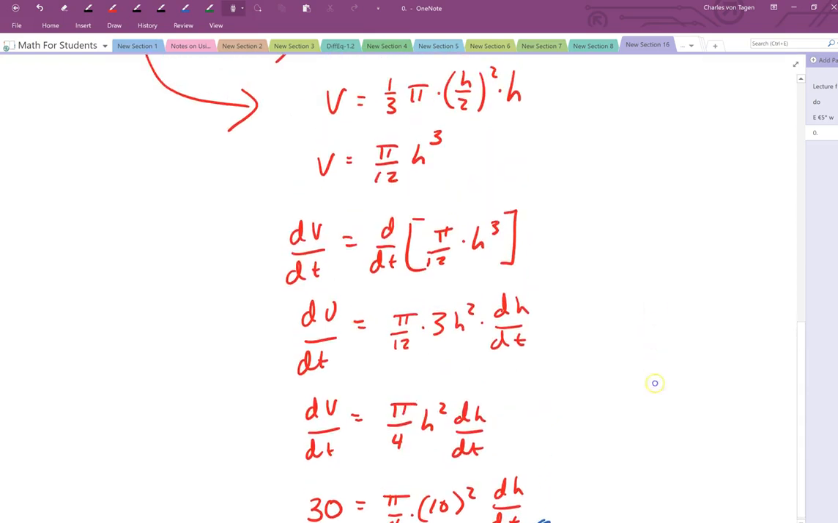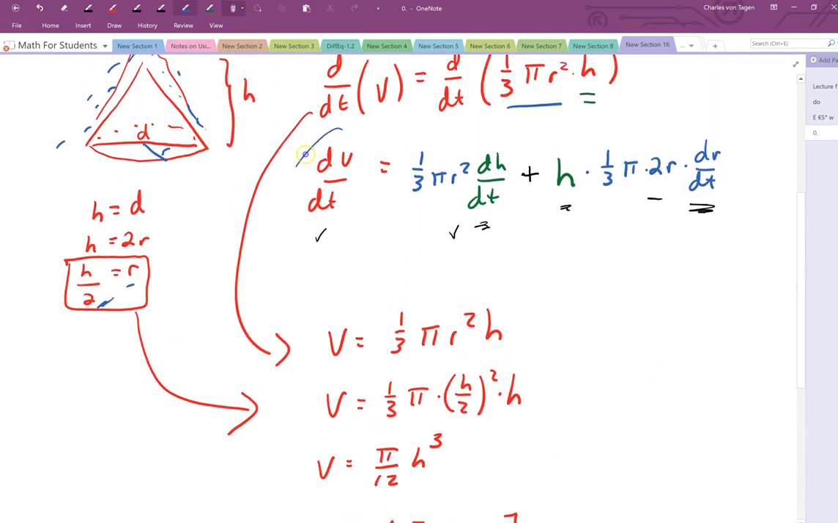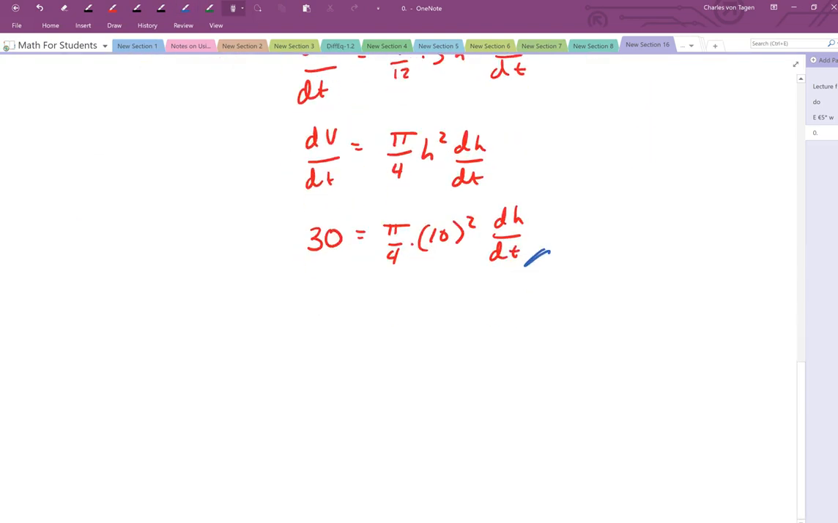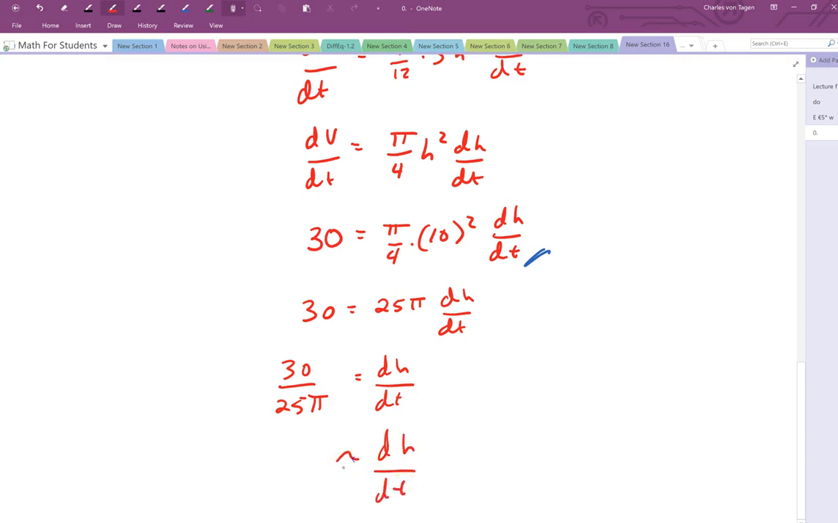So that was certainly easier, folks, than when we tried to do this problem without the substitution. So watch for where you're able to use some of those substitutions. Okay, so let's finish simplifying this. This gives us 30 is equal to 25 pi dh/dt, or dh/dt is equal to 30 over 25 pi. I could clean that up some, but let's just give a decimal approximation. I believe when I checked this, I got 0.382.